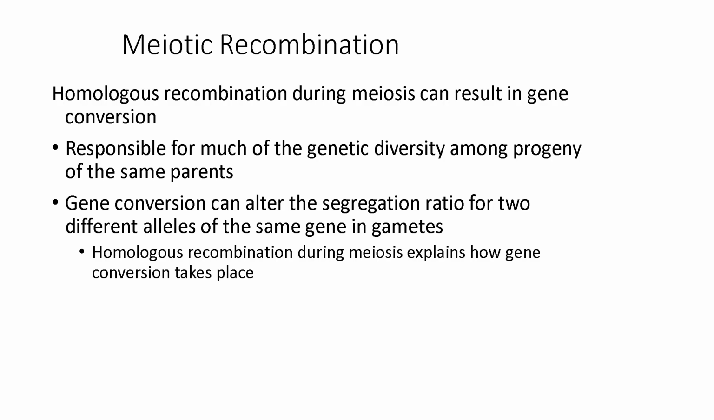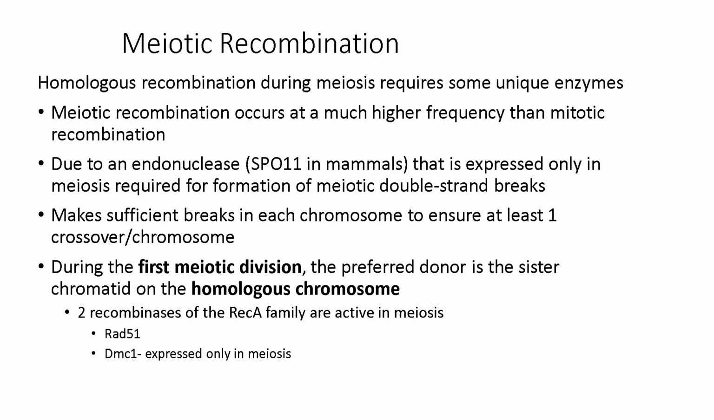among siblings. Meiotic recombination is more frequent and specialized compared to mitotic recombination. This is due in part to the activity of SPO11, a meiosis-specific endonuclease that creates intentional double-strand breaks across the genome. These breaks are necessary to ensure that each homologous chromosome pair undergoes at least one crossover event.